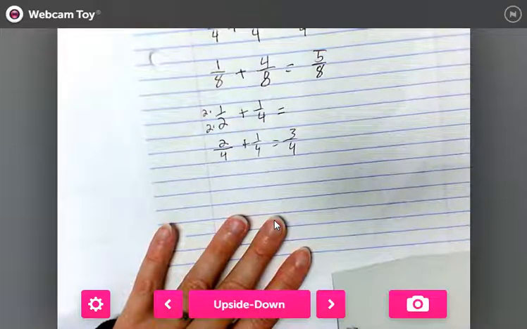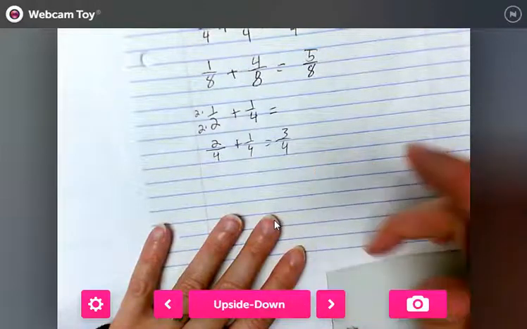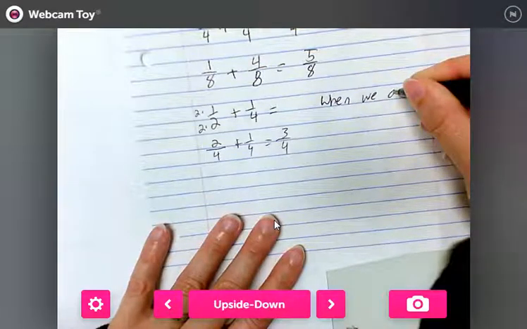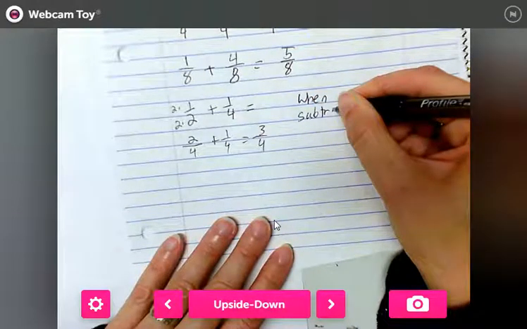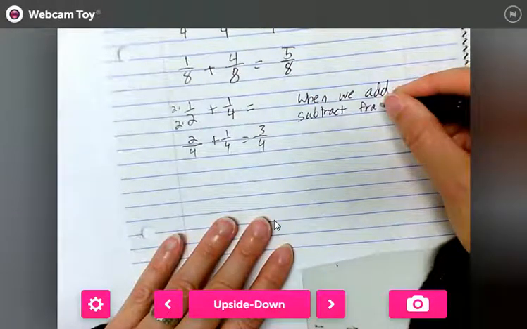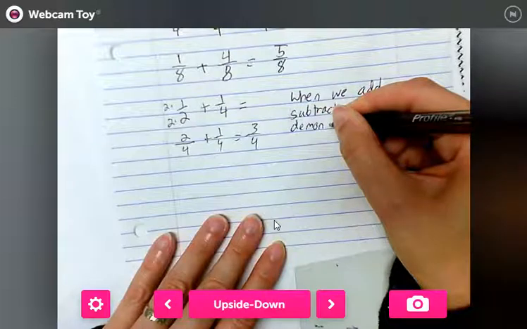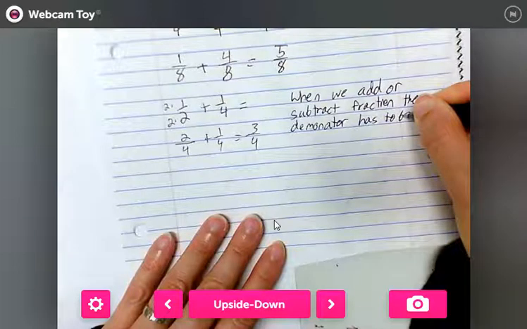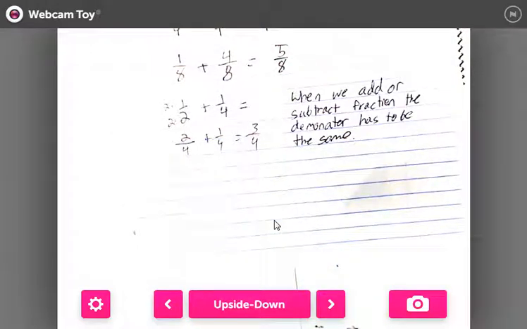Okay, so we know when we are adding or subtracting fractions, the denominator has to be the same. Let's write that down. When we add or subtract fractions, the denominator has to be the same. Okay? I like to write it down just because I feel like that gets in my memory better, and then I remember it. Okay.